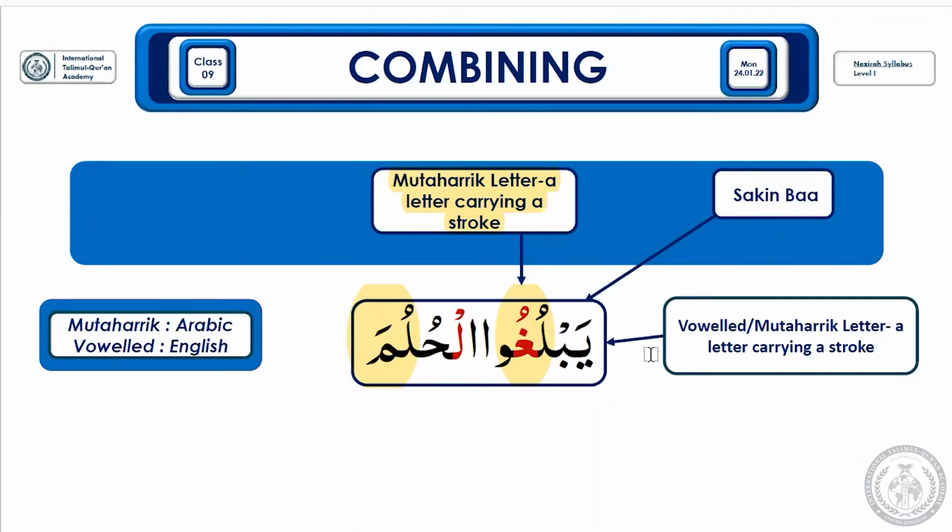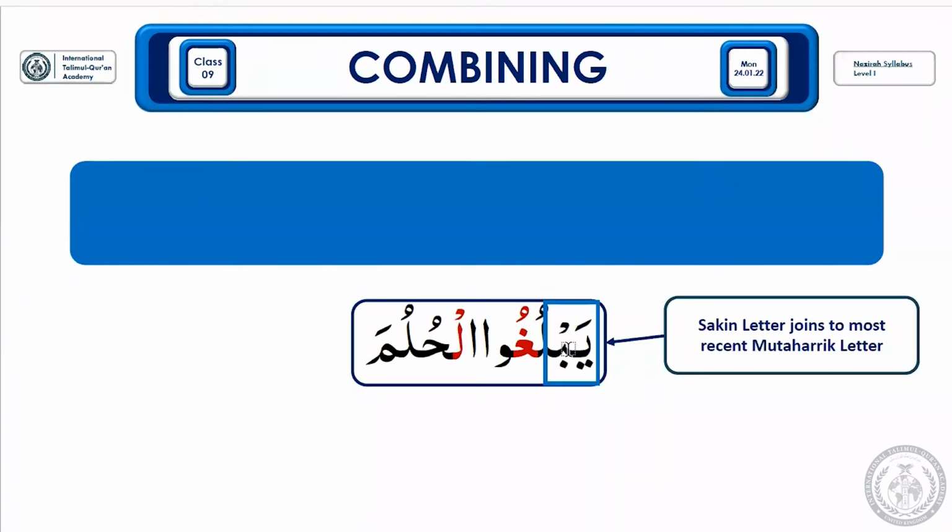Now, let's have a look at this ba. This ba has got a schoon on top of it. This sign that you can see on top of it, looks a bit like a comma, is a schoon. So we can call this ba a sakin ba, because on top of the ba there is a schoon. This ba with a schoon.